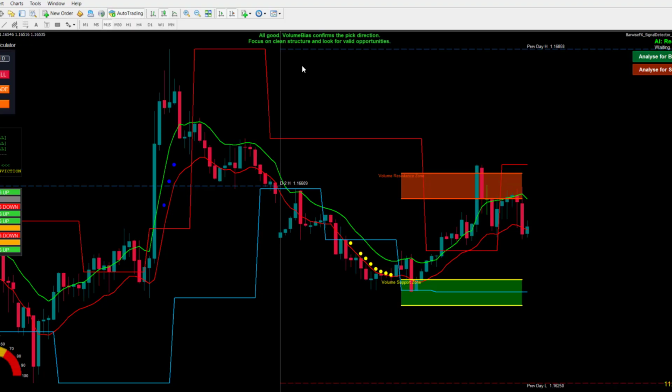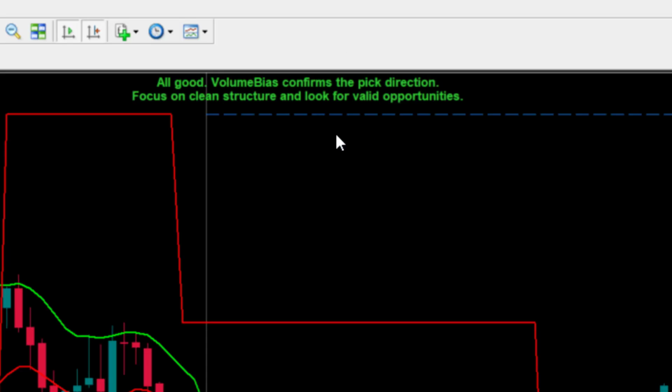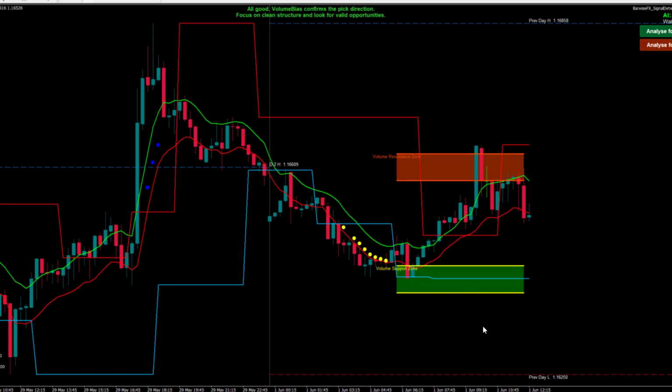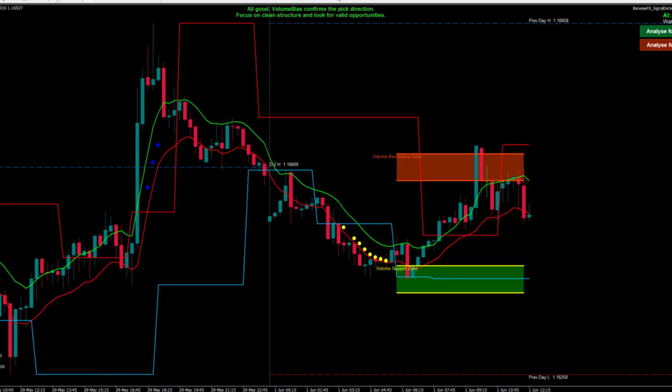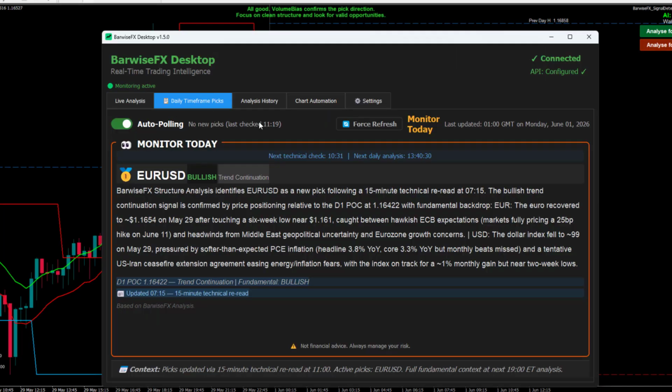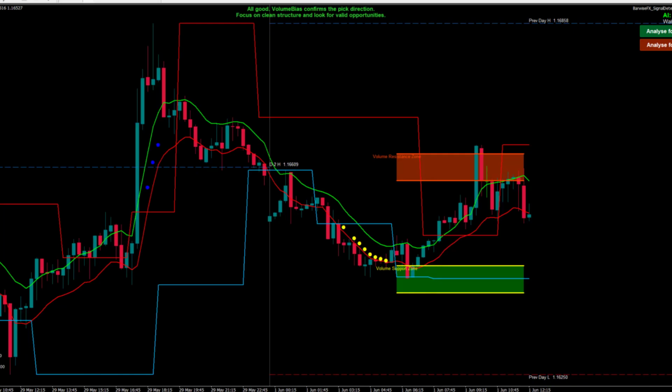Now, what you also find sometimes is that the bias on the time frame you're looking at, and I personally look at the 15-minute time frame, doesn't align with the pick that you can see in your daily time frame picks. It will give you a warning that the time frame that you're looking at is not aligned with the daily time frame pick. So in that case, you're going to wait for this to turn green, and then you're going to focus on clean structure and look for valid trading opportunities.